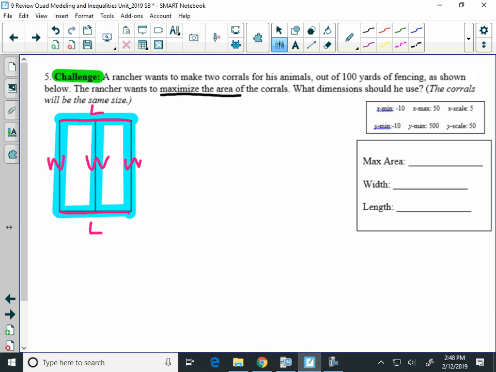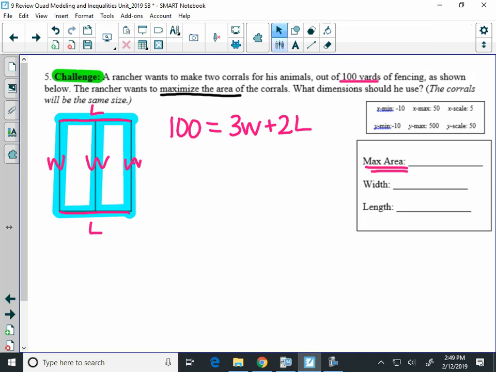Now we know that all of those sides added together have to add up to 100 yards of fencing. So we can at least start by writing the equation 100 equals. Well, if I add up all those letters, I'm going to have 3 W's plus 2 lengths. And that gives me the perimeter of the fencing for these corrals. Now, the next part of the question, what we're actually looking for is we're trying to find the maximum area. So somewhere here, I need to bring in my area formula, which remember the area of a rectangle is length times width.